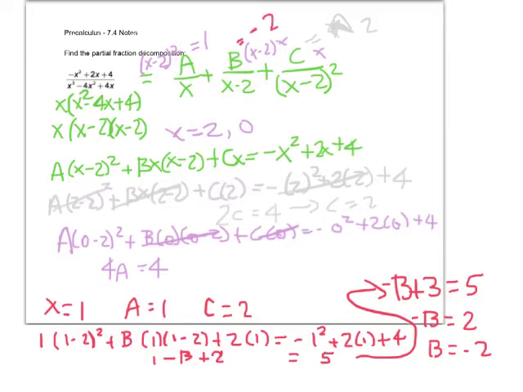And that's how you solve these partial fractions out. So what's my partial fraction decomposition? I'll write it in red. 1 over x plus -2 over x minus 2 plus 2 over x minus 2 squared.